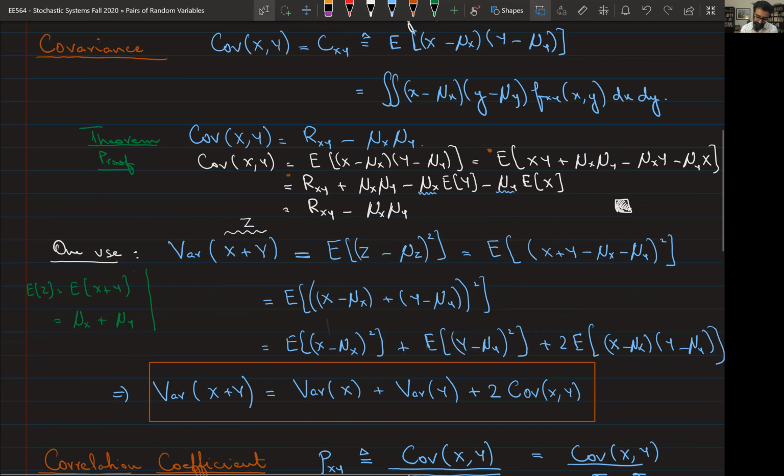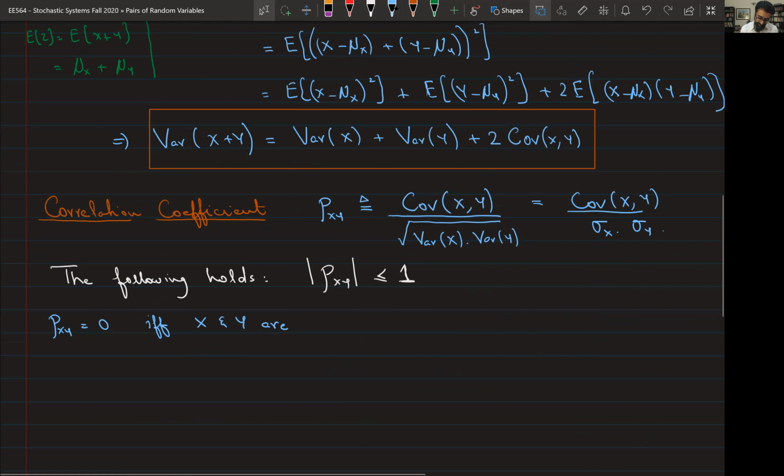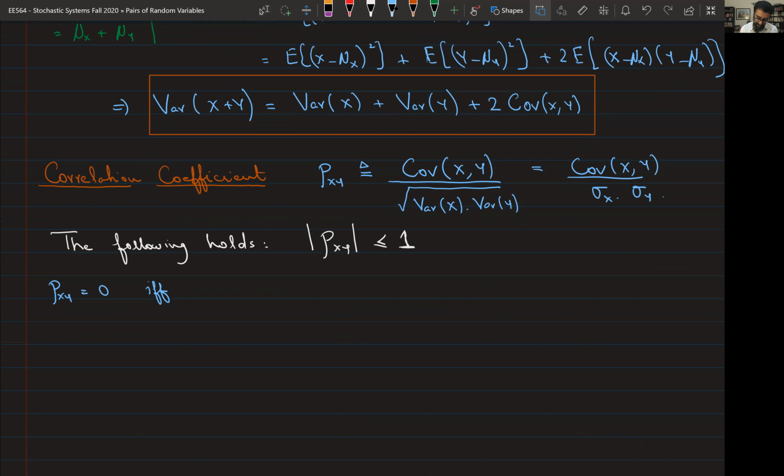Okay, so I'll do this here. If and only if covariance, sorry, my bad, if and only if covariance xy equals 0, okay? And in this case, x and y are said to be uncorrelated.